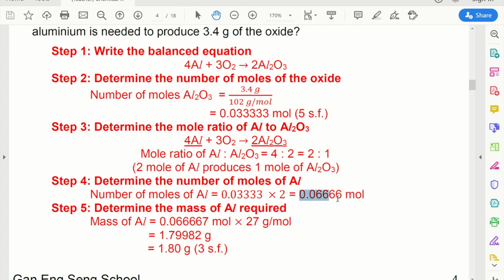So the question asks for mass. What is the mass of aluminium in this number of moles? So I use the formula. Molar mass is 27 gram per mole. I have 0.066667 mole. I multiply these two, I will get 1.79982 gram. I round it up to 3SF. That's my final answer. And don't forget the unit, because your statement here is mass of aluminium. So this is how we do stoichiometry.